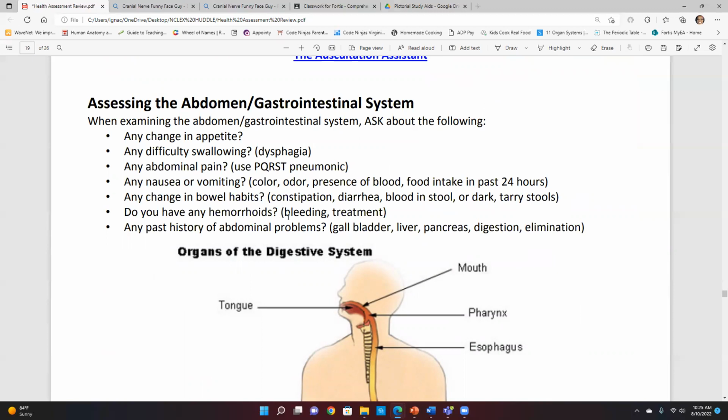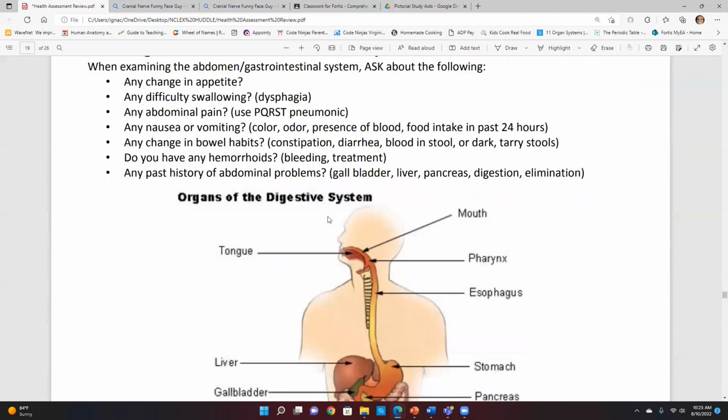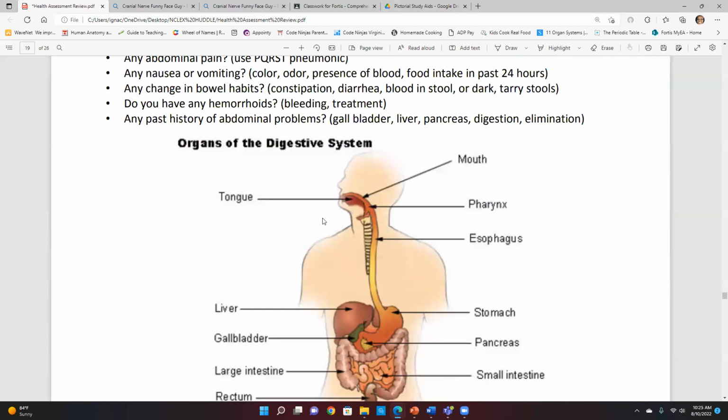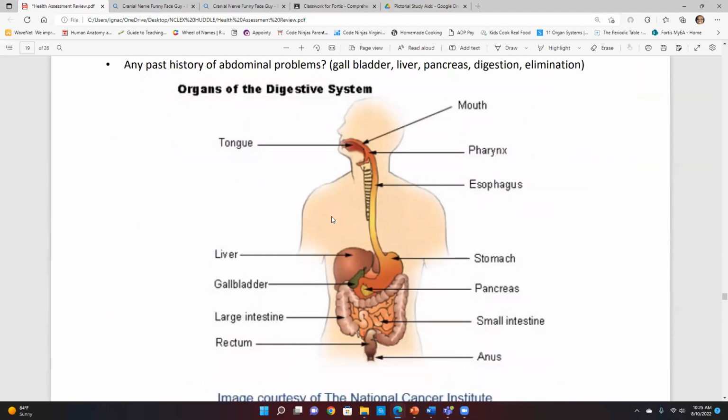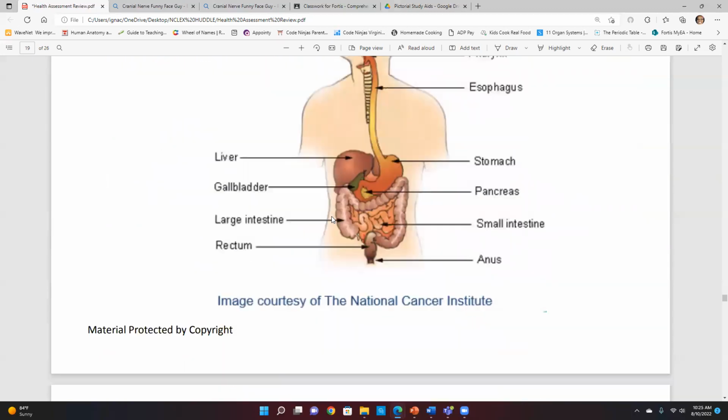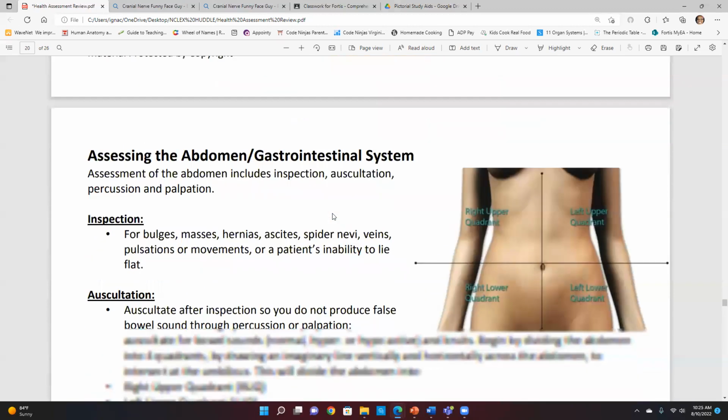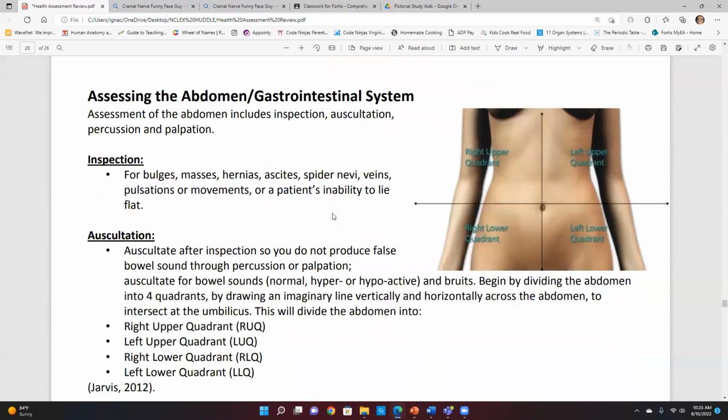So everything from the mouth to the anus is going to be your GI system, okay? So we're going to ask a lot of questions: change in appetite, difficulty swallowing, abdominal pain, nausea, vomiting. What are your bowel habits? Do you have any hemorrhoids, any history of abdominal problems, right? So when we assess the abdomen, we must remember where the organs are located, right? Because we have these quadrants, so we have to understand that.